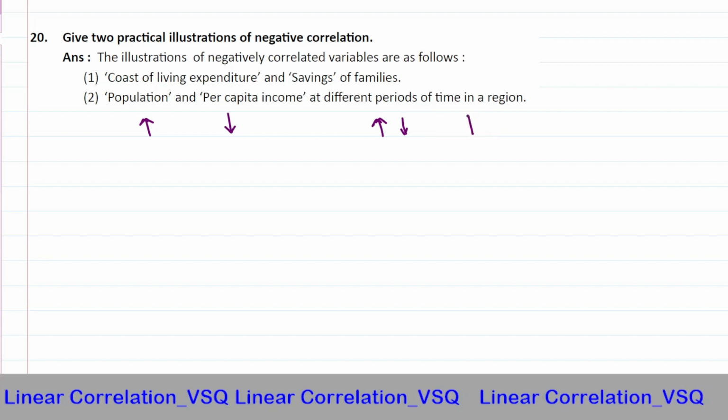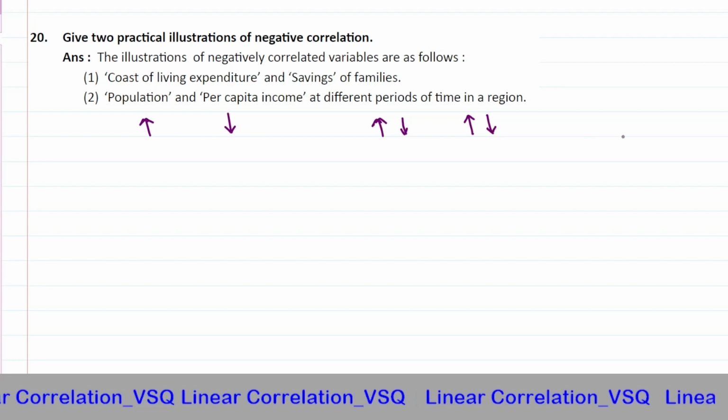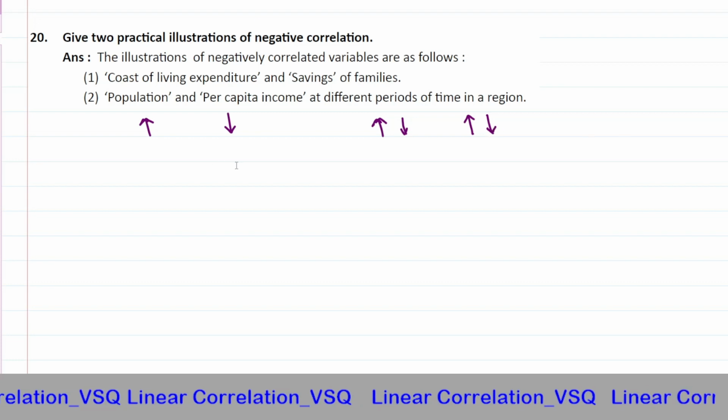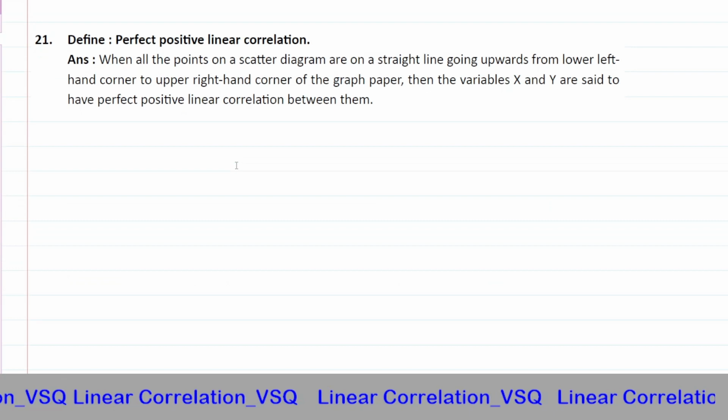Demand and price: when demand increases, price decreases. These are some popular illustrations of negative correlation.